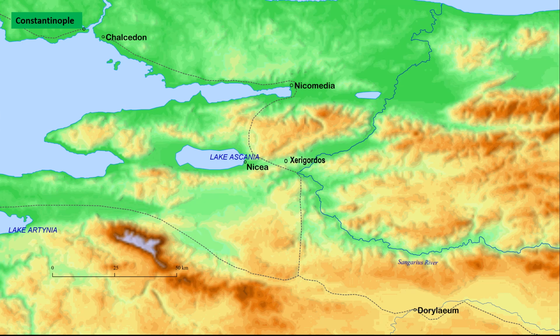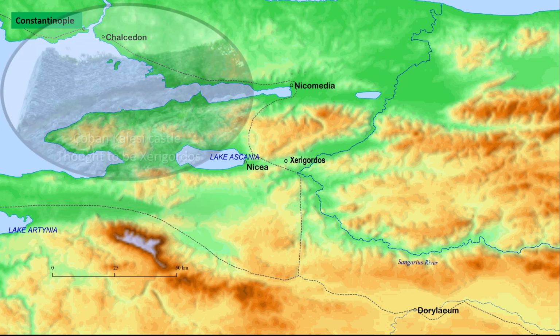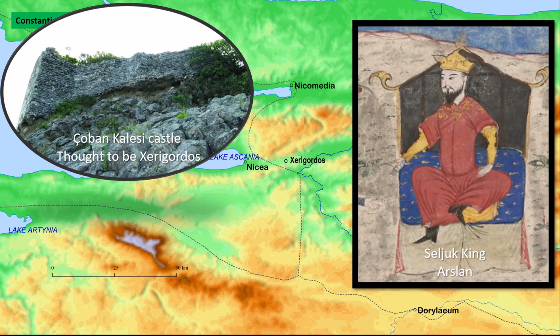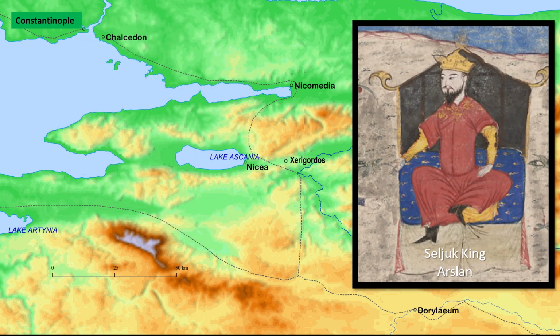The other group took the castle of Xerigordos. However, the Turkish forces led by King Arslan surrounded the castle and cut off the water supply, which was outside the city walls. It took 8 days for the city to fall to the Turks. Some of the Crusaders converted to Islam, while others who refused were killed.